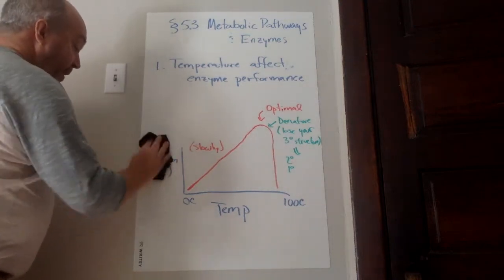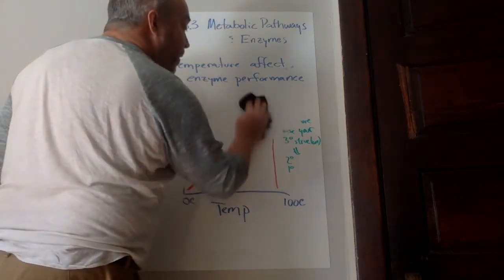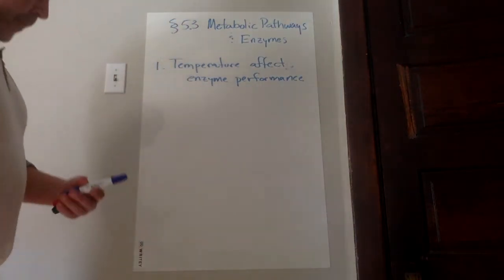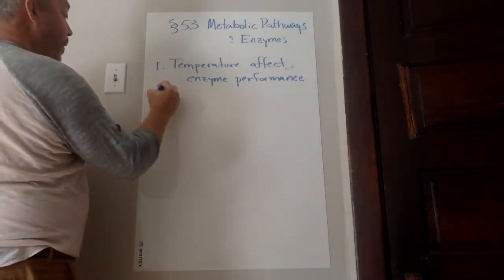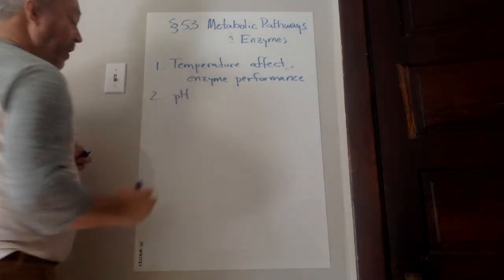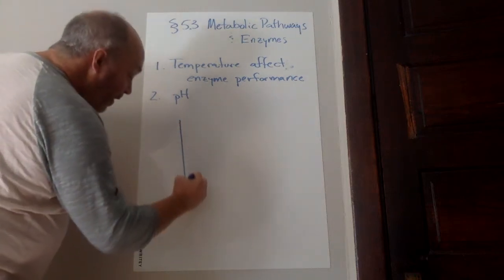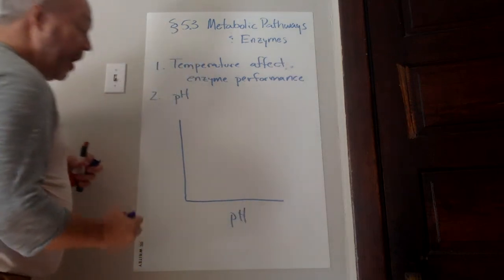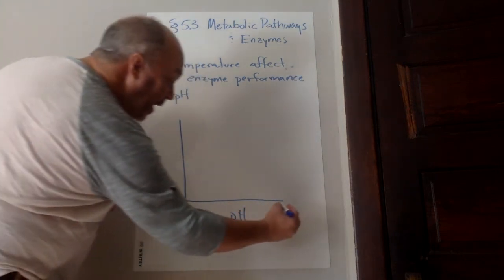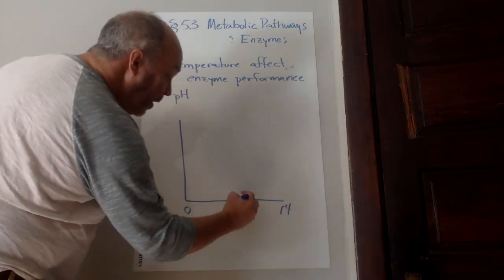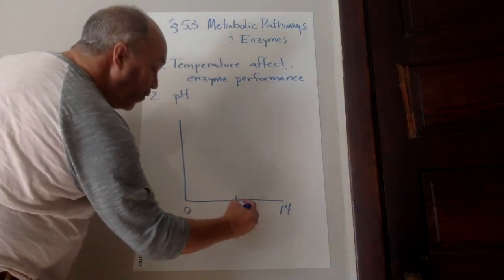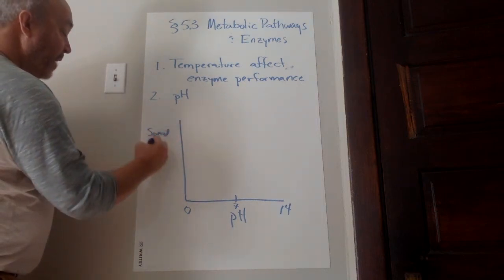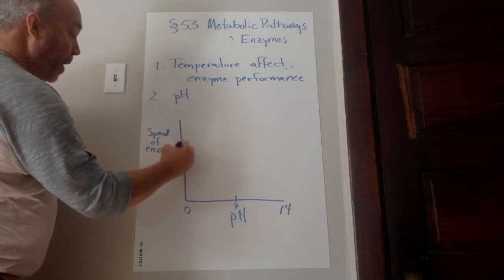Another thing that can affect how an enzyme works, and that is pH. In pH, we have a little bit of a different relationship. So we're going to draw our same scale. This time we're going to put pH on this line. If you recall, pH on the scale goes from 0 to 14, with 7 in the middle being neutral. We still have speed of enzymes on the y-axis.